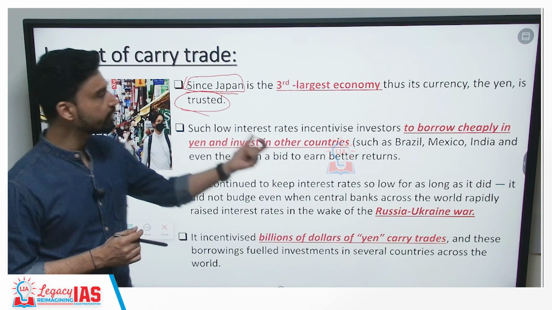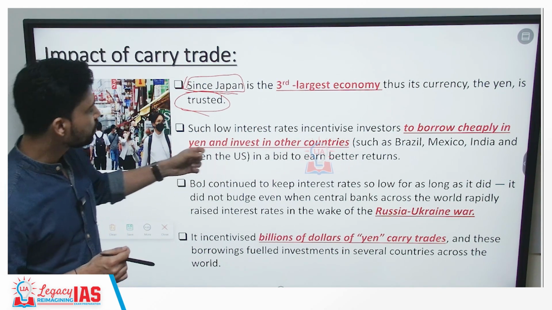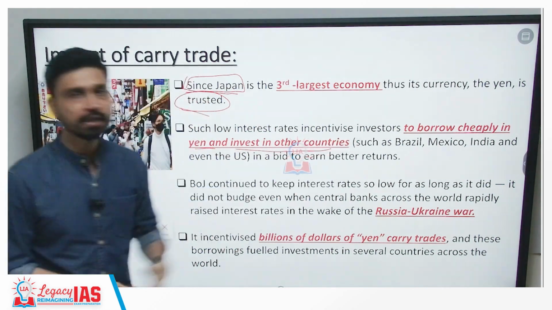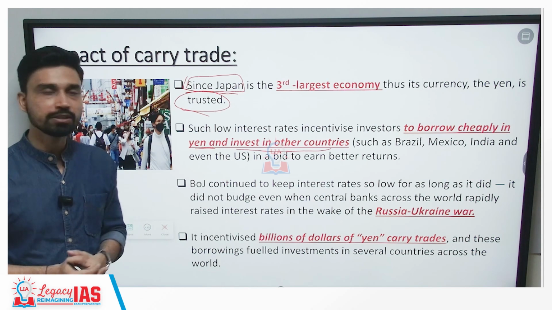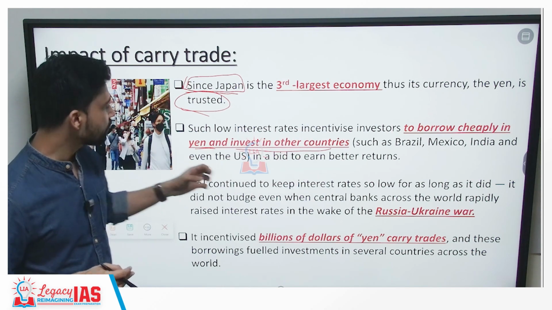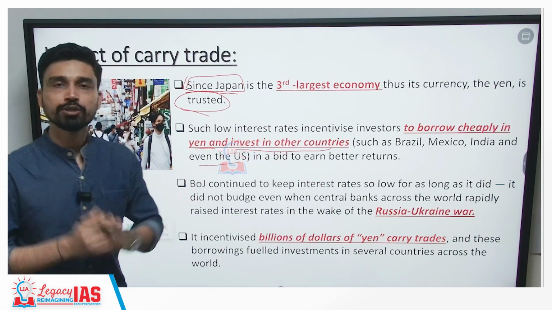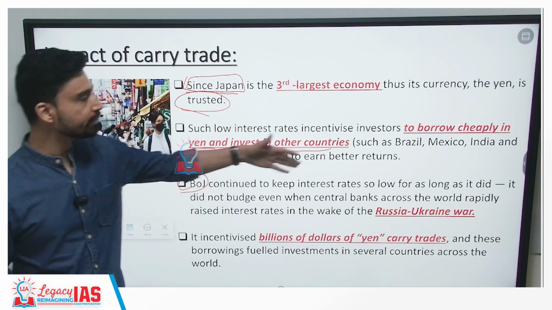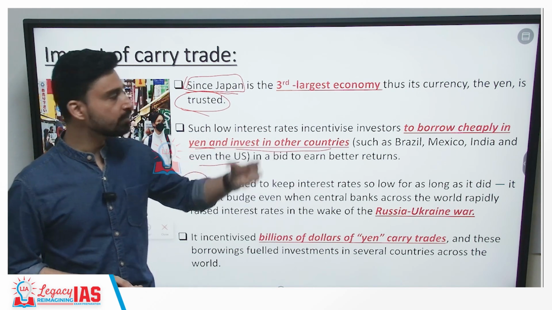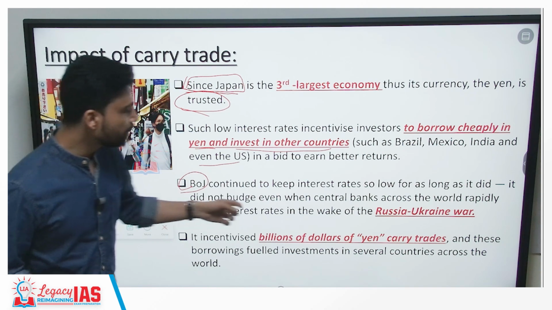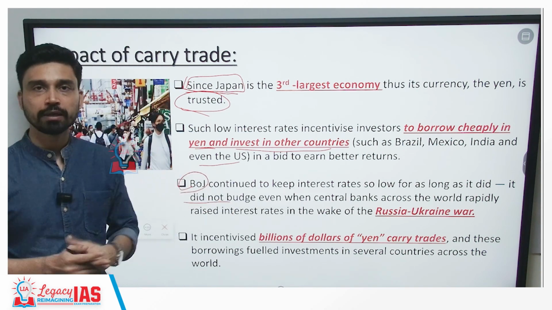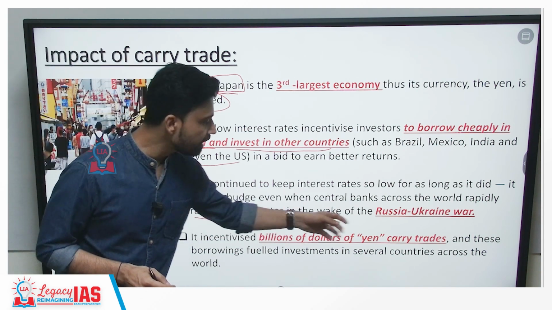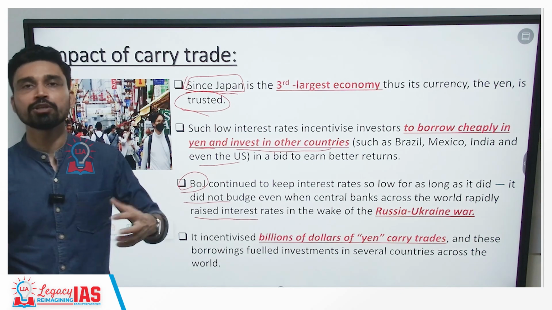So, such a low interest rate incentivizes investors to borrow cheaply in yen and invest in other countries, largely Brazil, Mexico, India, and even the US, in a bid to earn better returns. Now, the Bank of Japan continued to keep interest rates as low as it could. It did not budge even when central banks across the world rapidly raised their interest rates, especially 2 years back when the Russia-Ukraine war started.